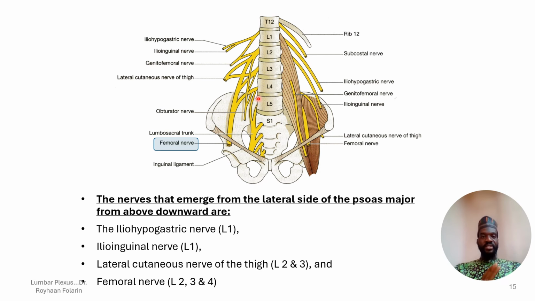So this pattern of emergence is clinically significant as well, especially in surgeries that involve the retroperitoneal space or during pelvic procedures where the nerves may be at risk of injury. So it's important to know what is expected to be found on the lateral side of the psoas major, on the anterior, and on the medial side.